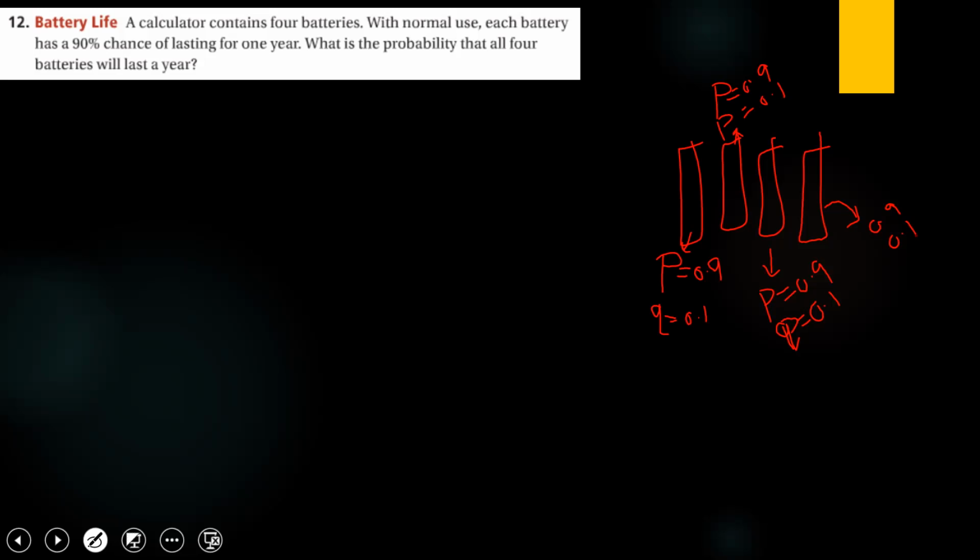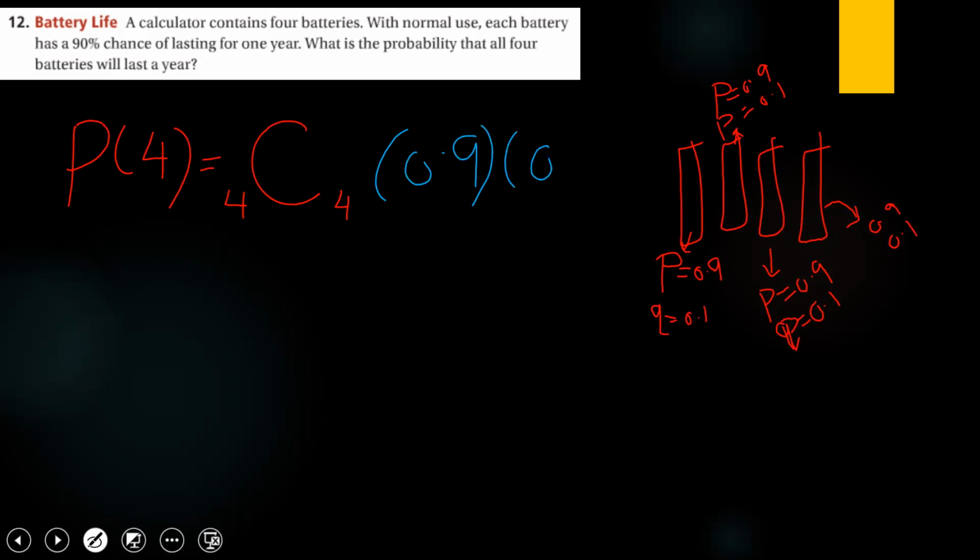Now, they told me what is the probability that all 4. So I need to find the probability of 4. All 4 will last a year. We have all 4 from 4. So we write it as C of 4 from 4. Then I will continue, times p times q. Now 0.9 to the power what? 4. And 0.1 to the power 0. So you will find the answer now.